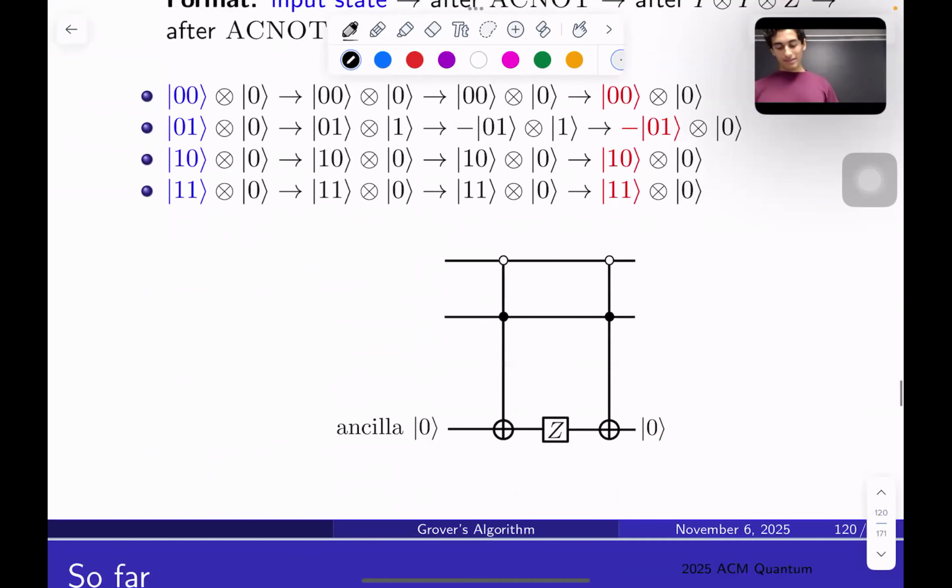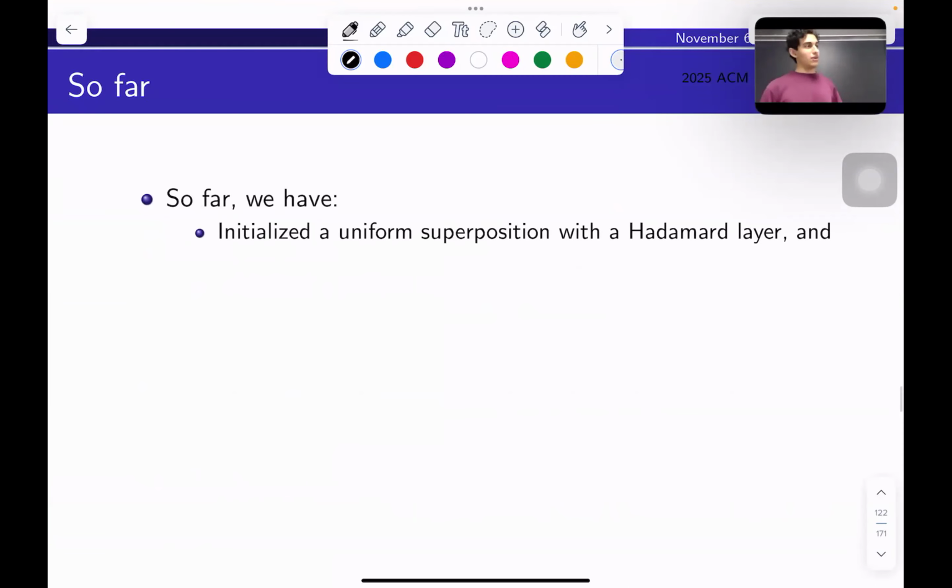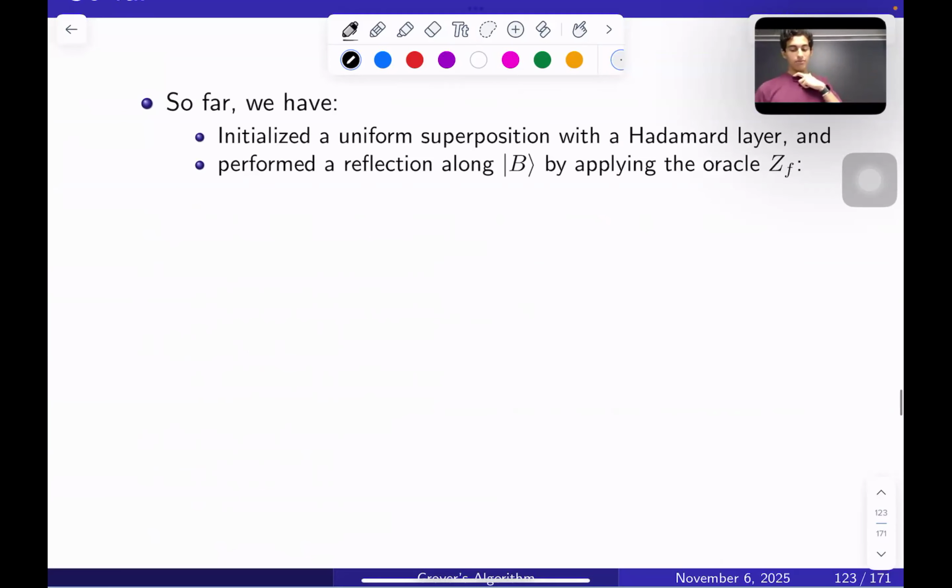So far in the algorithm we've applied a Hadamard layer to get a uniform superposition, and then we've done a reflection along the b-axis by applying this oracle ZF. So just as a circuit, you apply H's, you apply ZF. That's it.